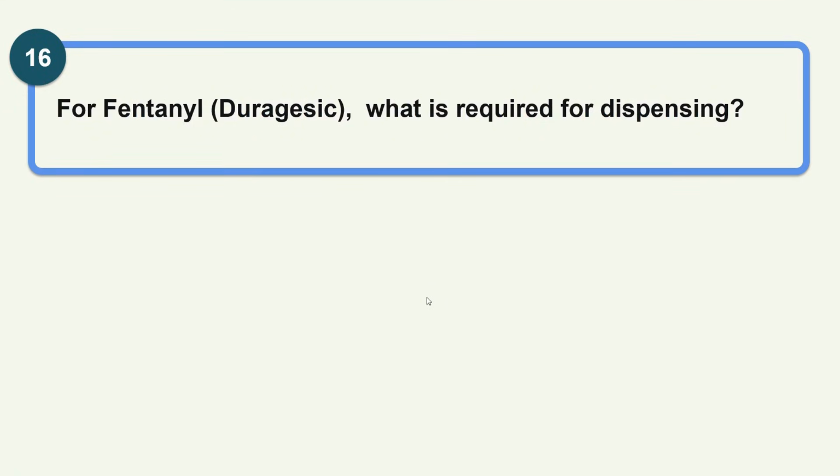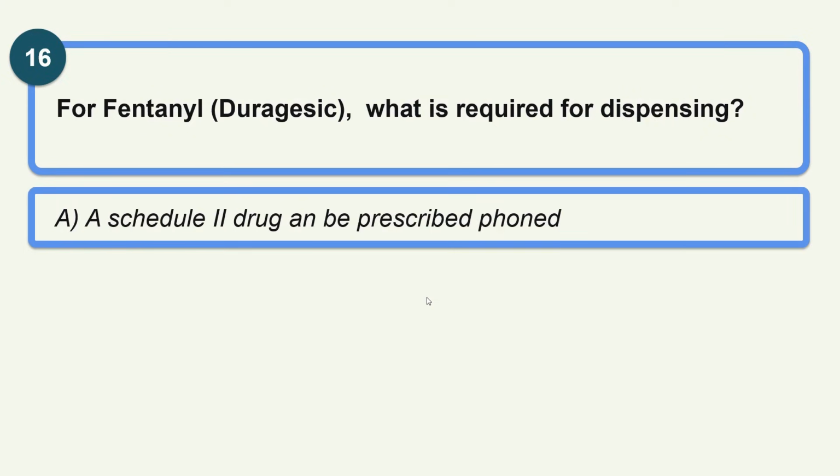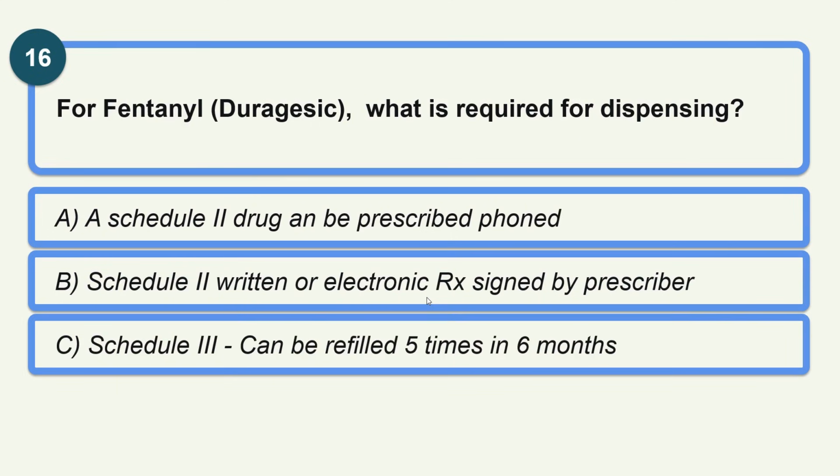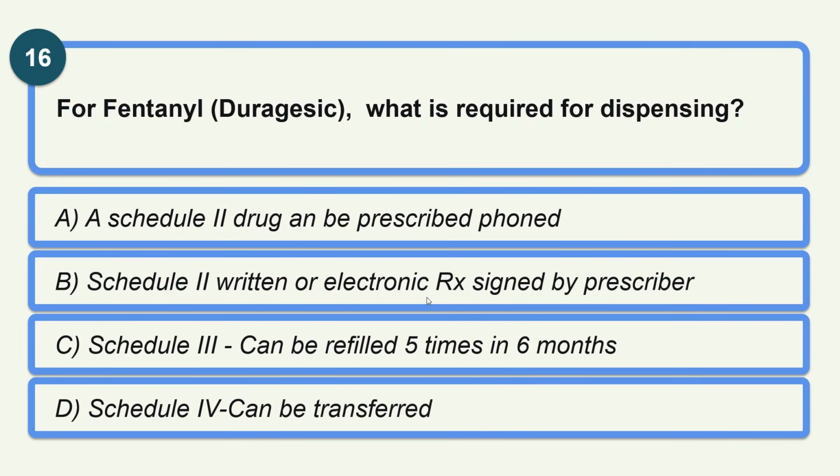For fentanyl brand Duragesic, what is required for dispensing? A. Schedule 2 drug can be prescribed by phone. B. Schedule 2 drug requires a written or electronic prescription signed by the prescriber. C. Schedule 3 can be refilled 5 times in 6 months. D. Schedule 4 can be transferred. The correct answer is that fentanyl is a Schedule 2 drug, only dispensed by written or electronic prescriptions signed by the prescriber.